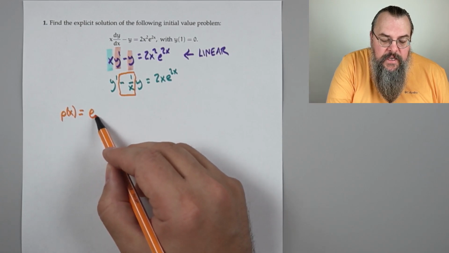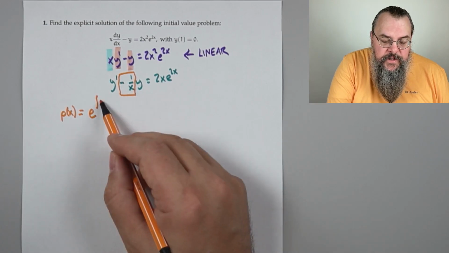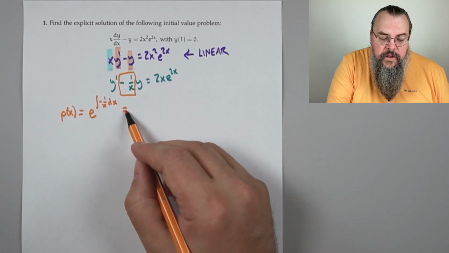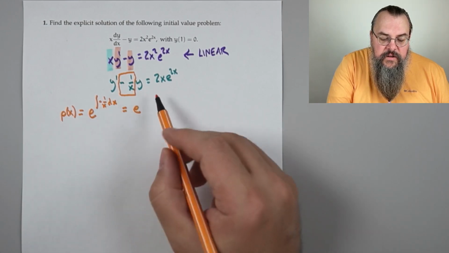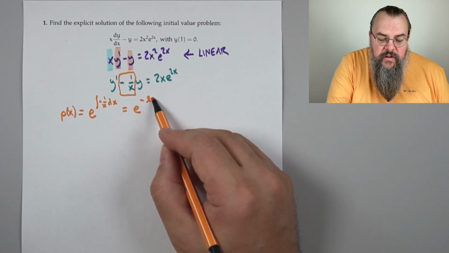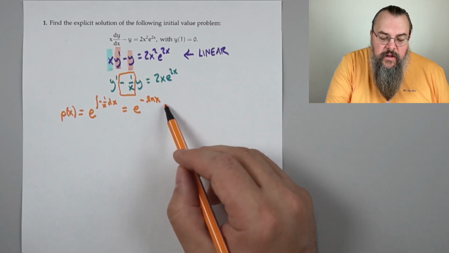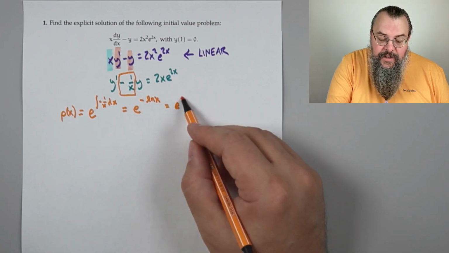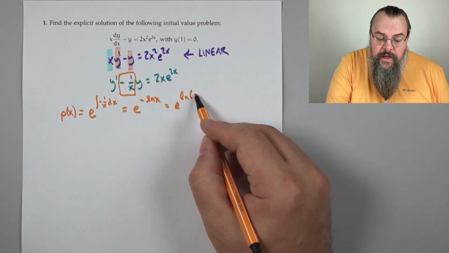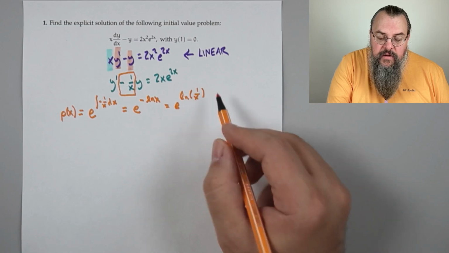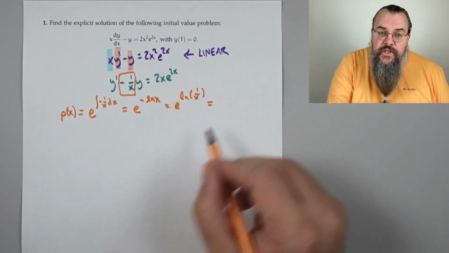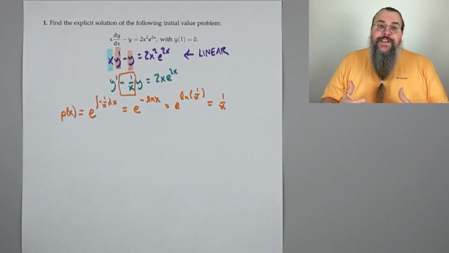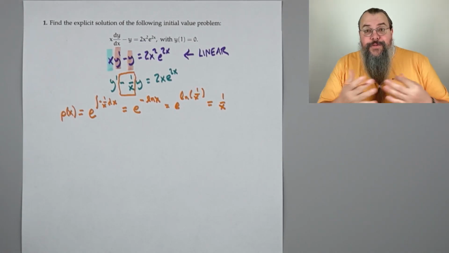So you have e to the integral of this coefficient, minus 1 over x dx. Well, that would be e to the integral of minus 1 over x, which is minus log x. And using properties of logs, that's e to the log of x to the minus 1. Then e and log are inverse functions, so we have 1 over x. So that says our integrating factor is 1 over x.